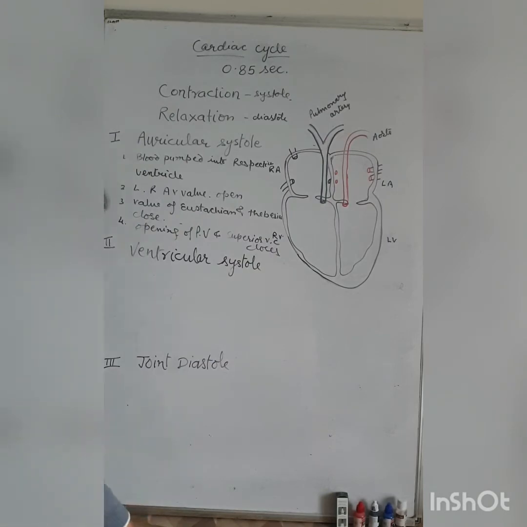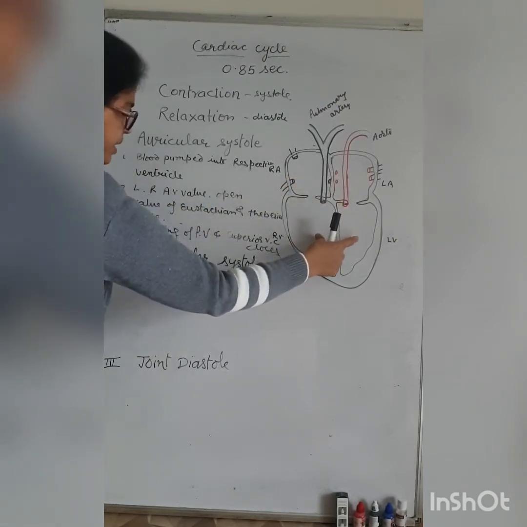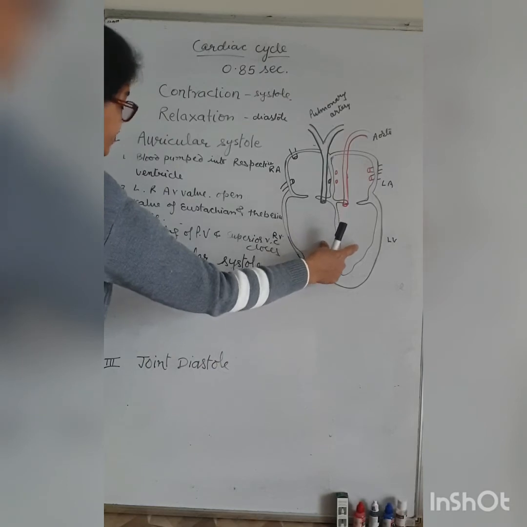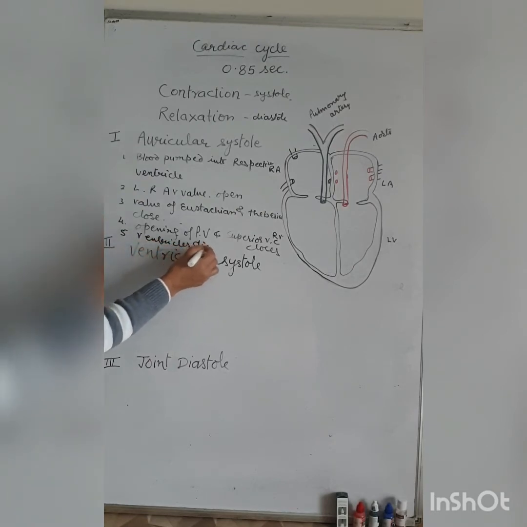So these are the events that take place during the auricular systole. The auricles contract and the blood comes into the ventricle. So the next event is the ventricle diastole.